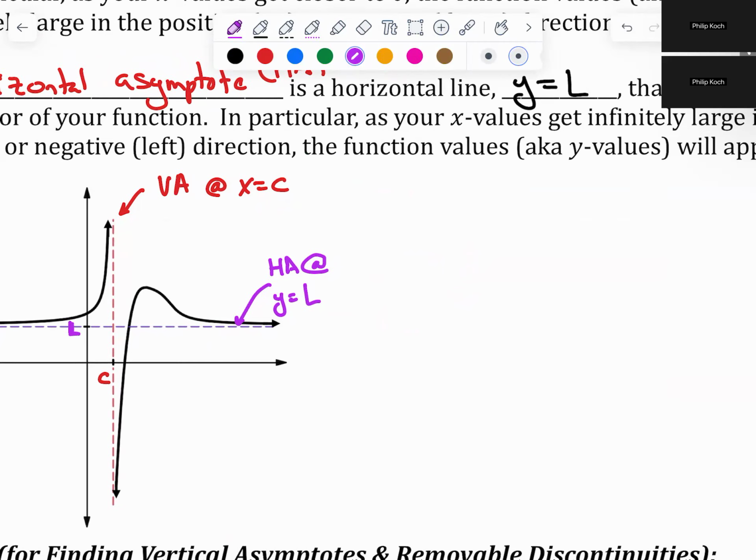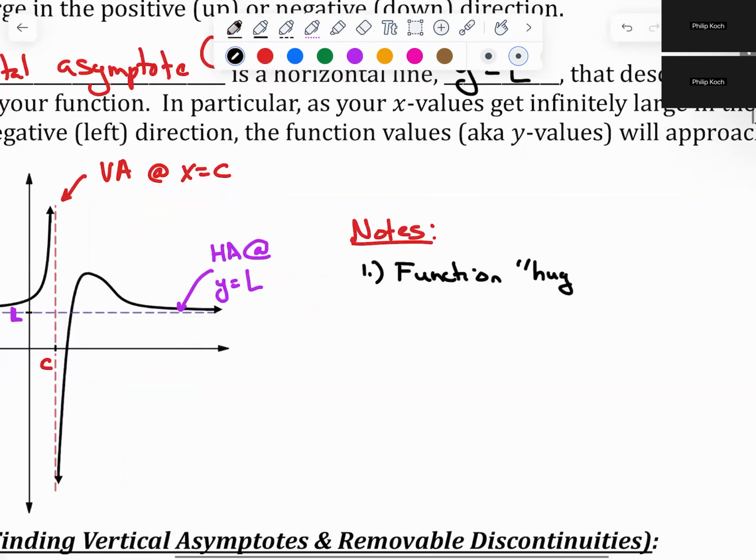And I wanted to give us a couple of notes on this fact here. So the vertical asymptote is that dashed line that's going up and down, and that horizontal asymptote is that thing that's going left and right. And so, two notes. The first note is that functions, quote unquote, hug their asymptotes.